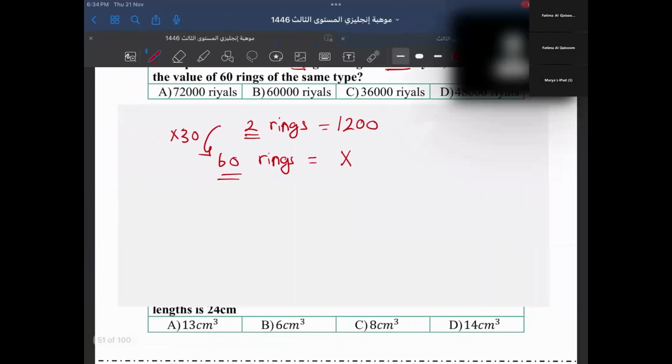Miss, I can't see it. Oh. Okay, can you see it now?